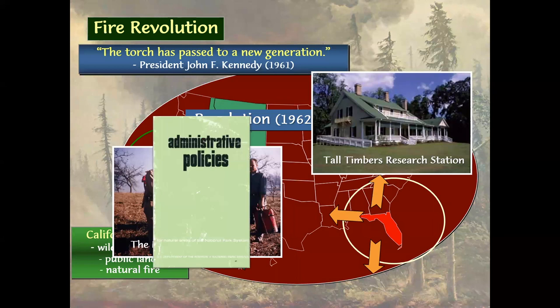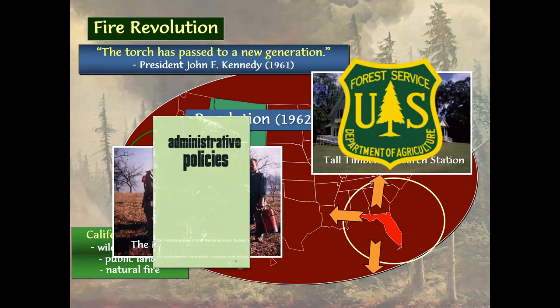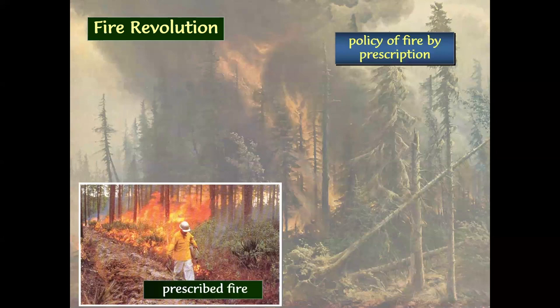By 1967, 68, the National Park Service created new policies, rejecting the 10 a.m. policy in favor of fire restoration, primarily through natural means, but prescribed fire where necessary. And 10 years later, the Forest Service follows suit. So these are not new issues. The problem is not policy. The problem has been applying it.